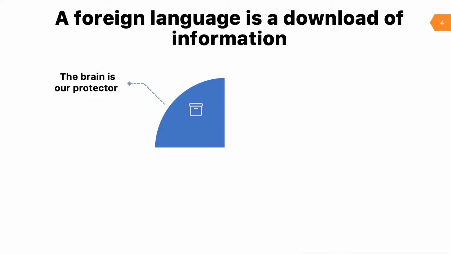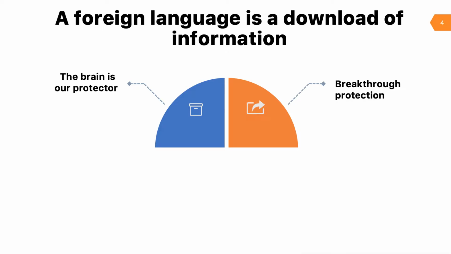First of all, we must say that the brain is our protector. It protects us from an overabundance of information and allows us not to overfill our memory with unnecessary information. In order to put any information in long-term memory, this primarily concerns foreign languages because there is always a large amount of information here. We need to make some breakthrough in this protection, which must be supported by active reproduction.